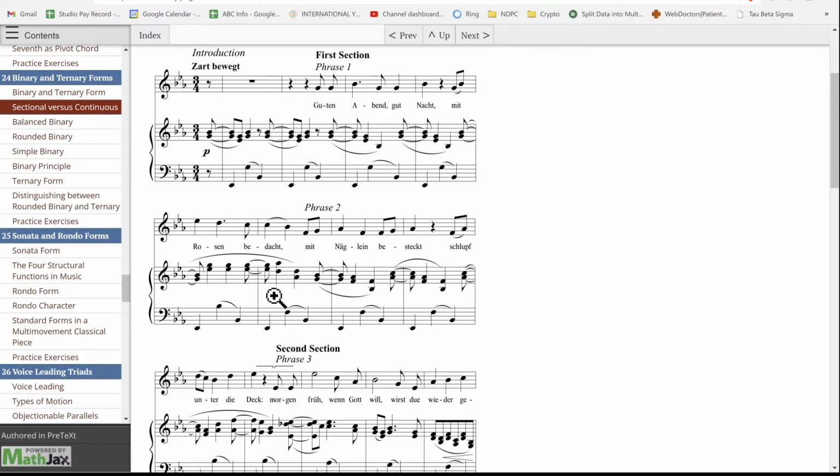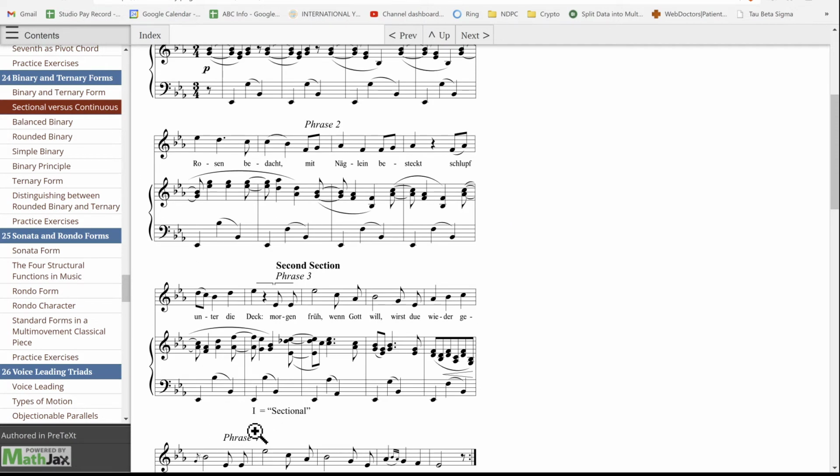And if you look at the end of the first section, it ends on a 1 chord. Therefore, this is sectional. Why is it called sectional? Because the first part sounds complete. You almost don't need a continuation. It already sounds like a completion. So it's sectional.